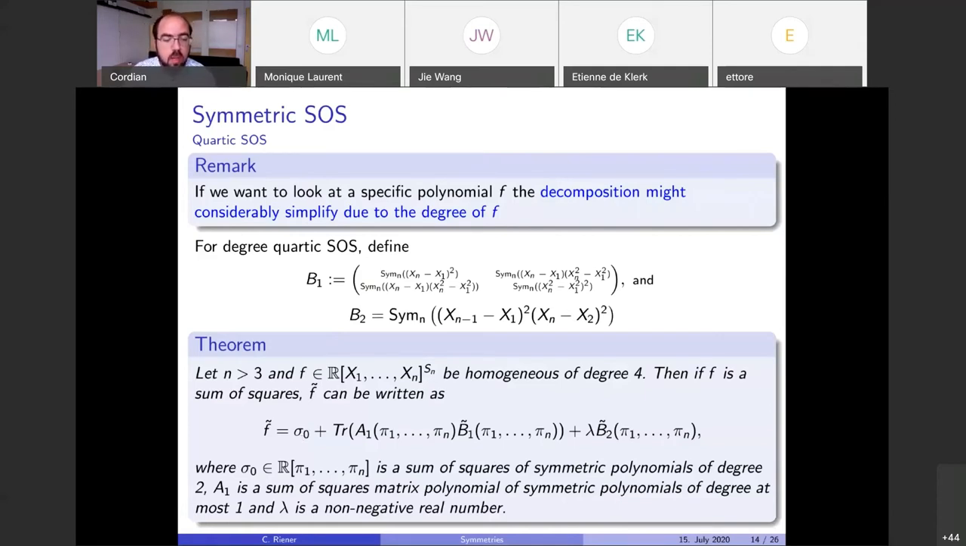Then we have the matrix polynomial. These are 2 times 2 matrix polynomials that we multiply, and we take the trace of them. And then we have a last factor. Again, we have this symmetrization here, and I can just multiply it with a positive constant.